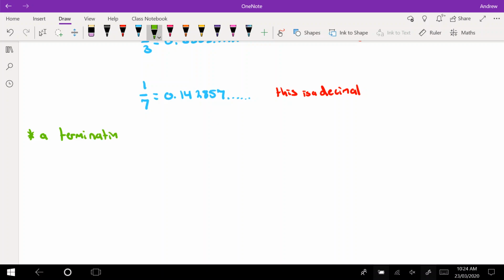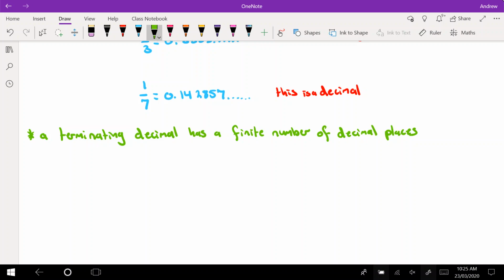A terminating decimal has a finite number of decimal places. Does anyone know what that word finite means? It will not keep going. Or Leo, what were you going to say? Well, I was just going to say it ends. Yeah, it ends. It's a set number, right?